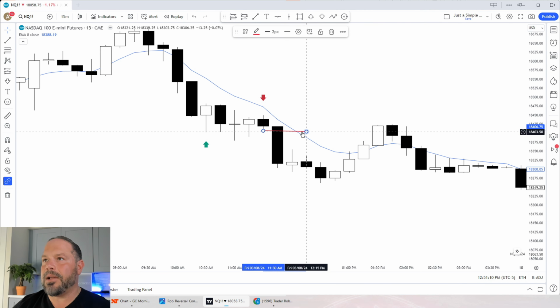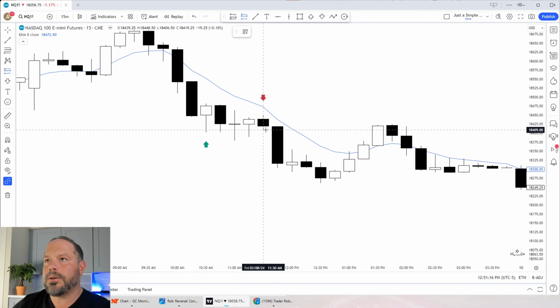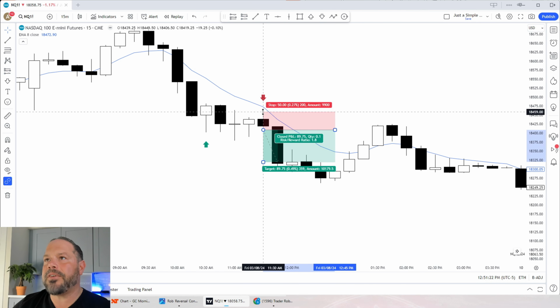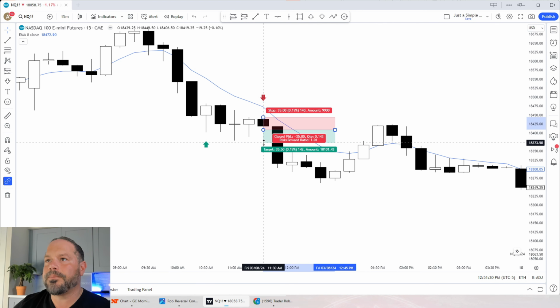Okay. Now let's actually do it the way you would trade this in TradingView. You would take your short tool and go to the bottom of this candle with one tick of offset. Stop loss would be 35 points, so let's bring this down to 35 right there. And your target would be 35 points.